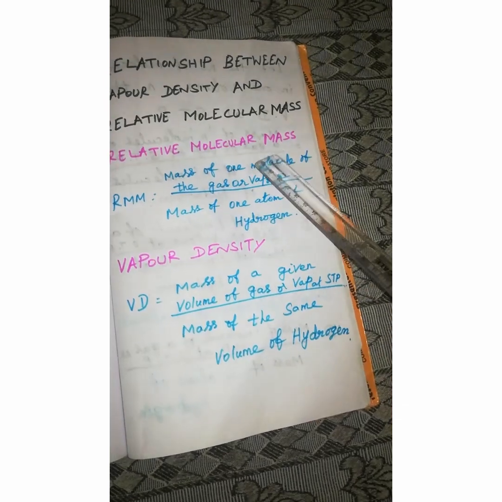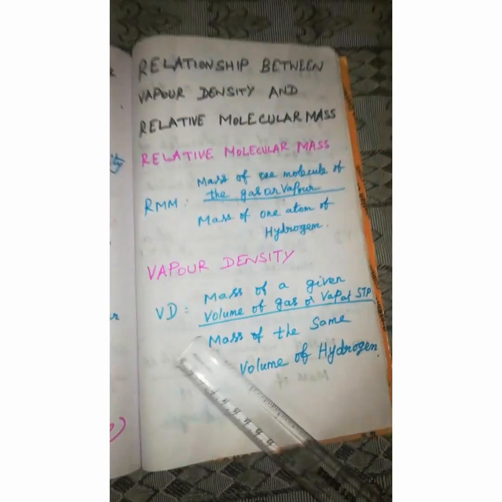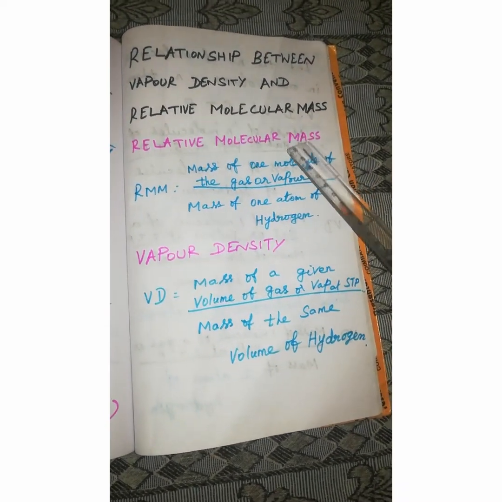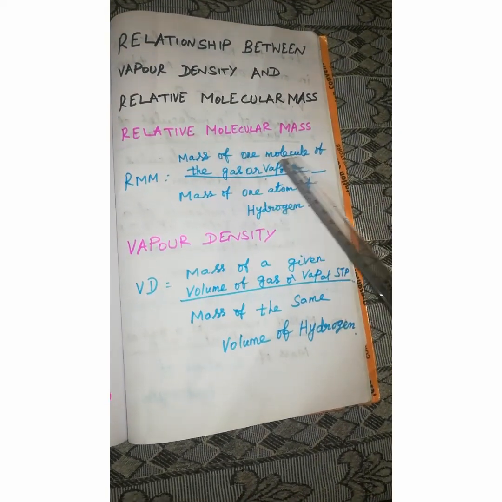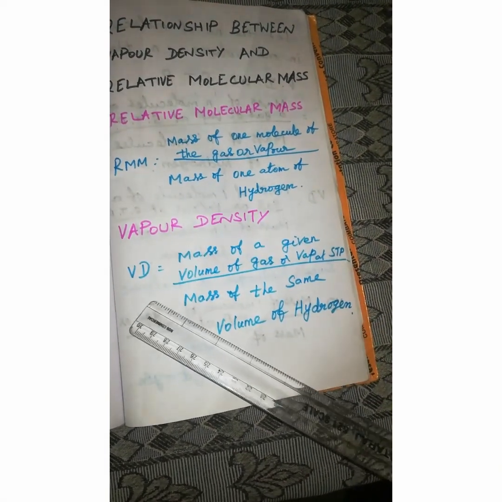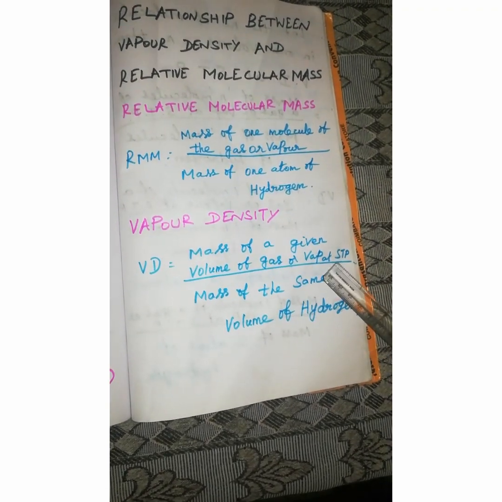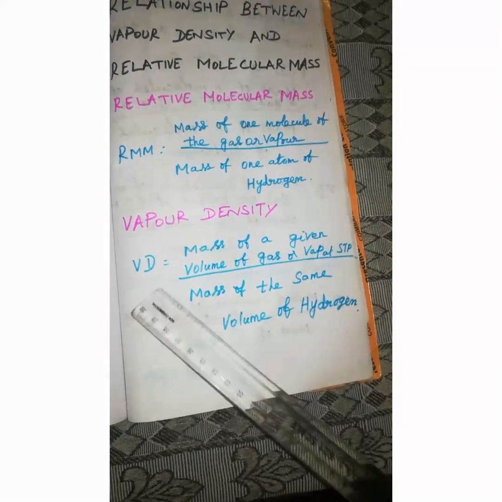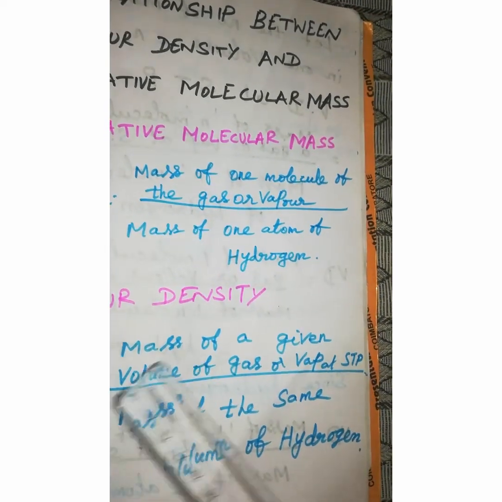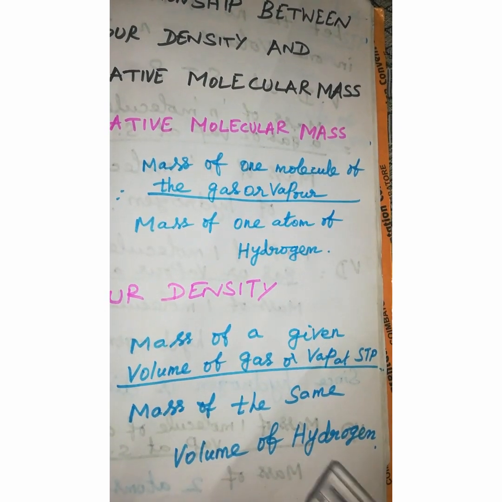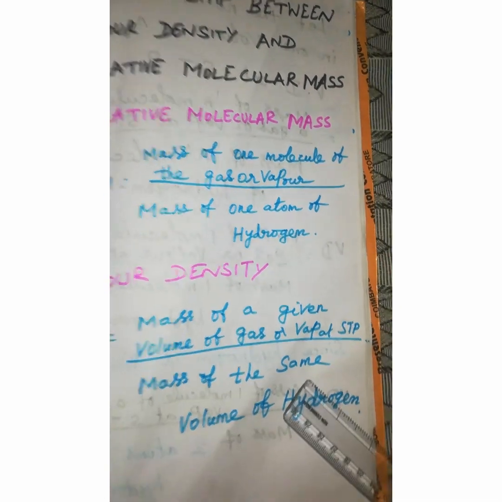Next, vapor density. First quantity relative molecular mass, second quantity vapor density. First we write the formula. Vapor density, VD, equals mass of a given volume of gas or vapor divided by mass of the same volume of hydrogen at STP. What is the formula for vapor density? Vapor density equals mass of a given volume of gas or vapor divided by mass of the same volume of hydrogen at STP.